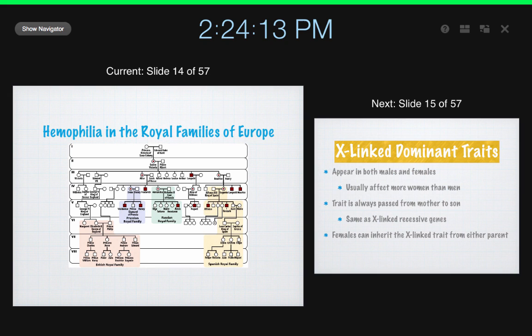Okay, so here's the pedigree for the royal families of Europe. And what they had was hemophilia. But what you notice also, if you look through here, is that the affected sons most of the time do not have children. By the time you get to this generation, I think what happened here is none of the affected sons had any children, and then it just disappears from the line.